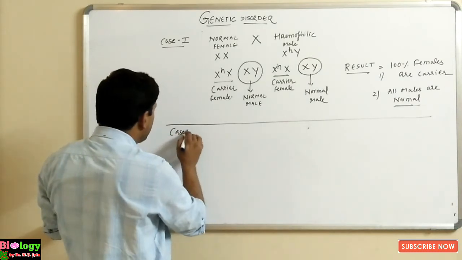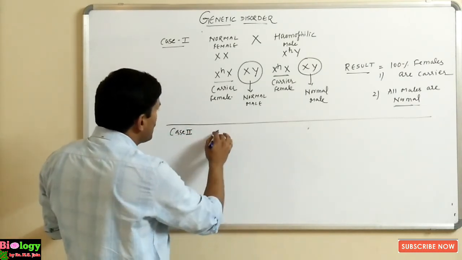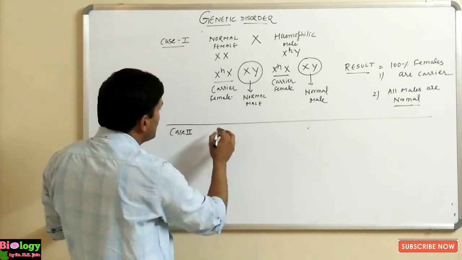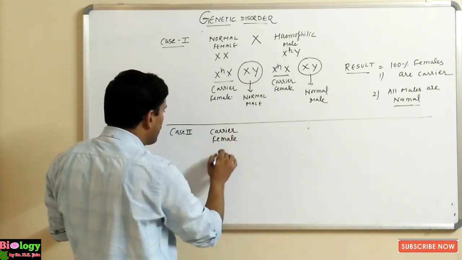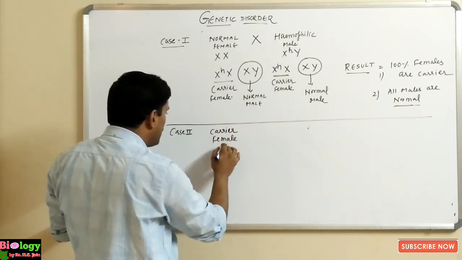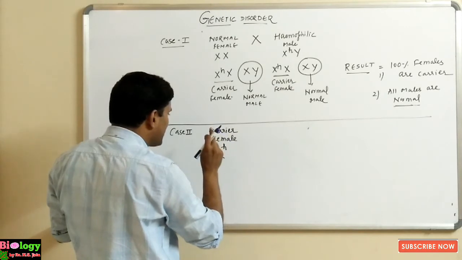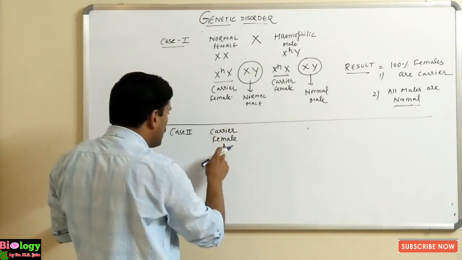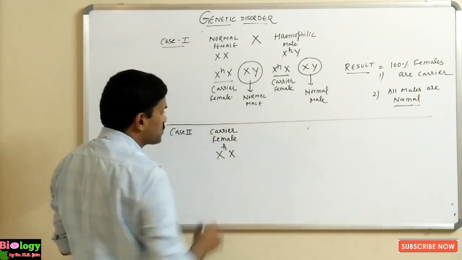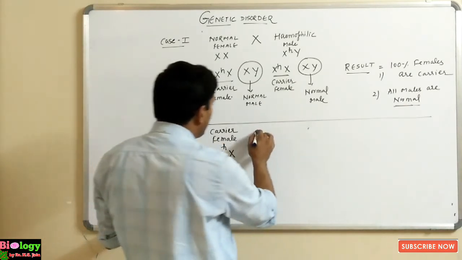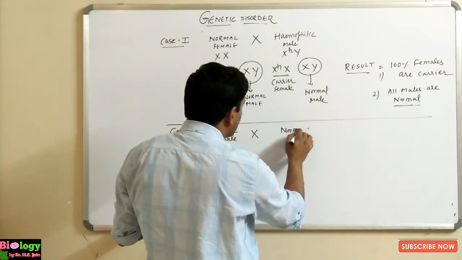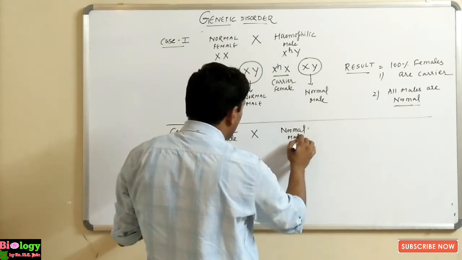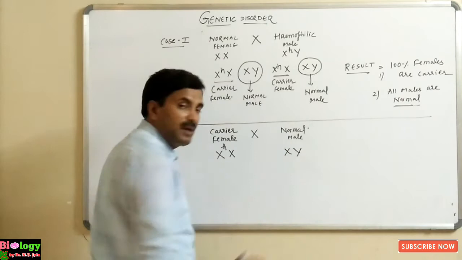Now the second case study: we reverse the cross. A carrier female is a female who has one hemophilic gene on one X chromosome and the other X chromosome is normal. When a carrier female marries a normal male, the normal male has the genetic constitution XY.